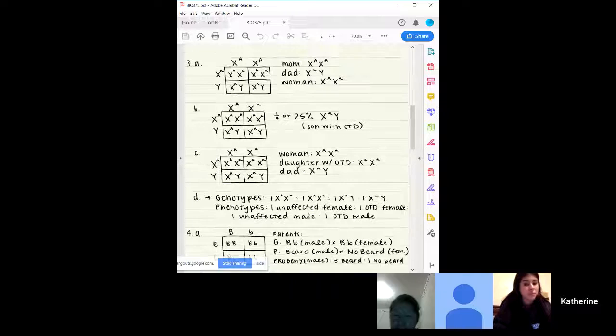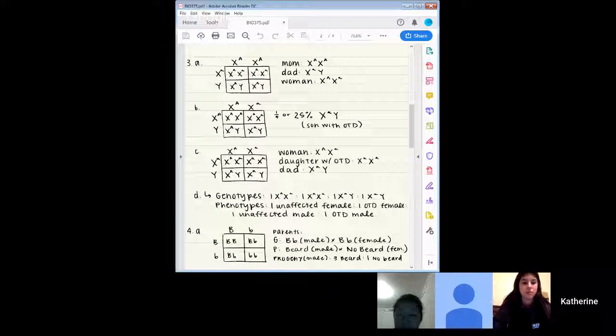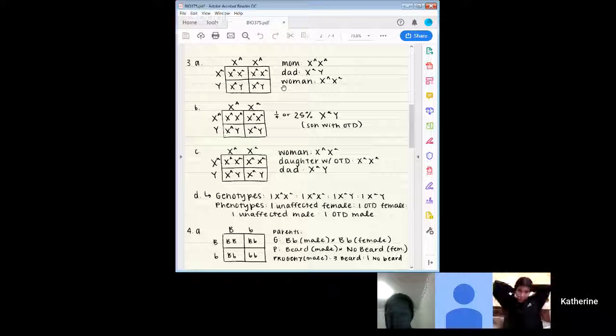Then starting at 3, a woman's father has an X-linked recessive disorder. The woman's mother is homozygous and is unaffected. So what is the genotype of the woman's father? What is the genotype of the woman's mother? We knew that he was recessive, so recessive X and Y, and she was homozygous and unaffected, so she was homozygous dominant. That's what I got.